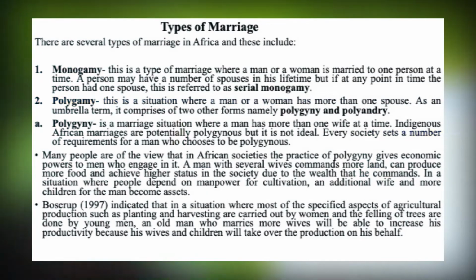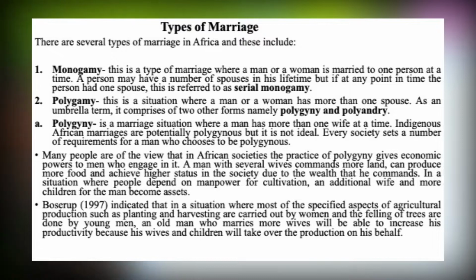The next one is polygamy. The next type of marriage is what is referred to as polygamy. Polygamy is an umbrella term which refers to a type of marriage where a man or a woman may be married to more than one spouse at a time. It may be a man or a woman.